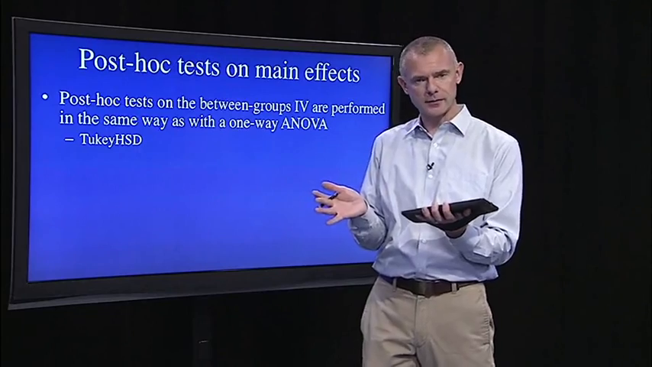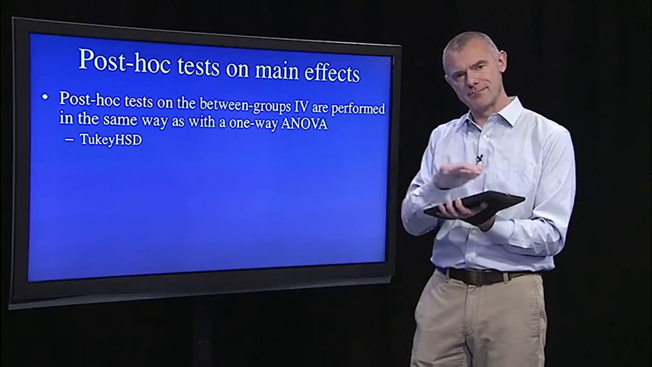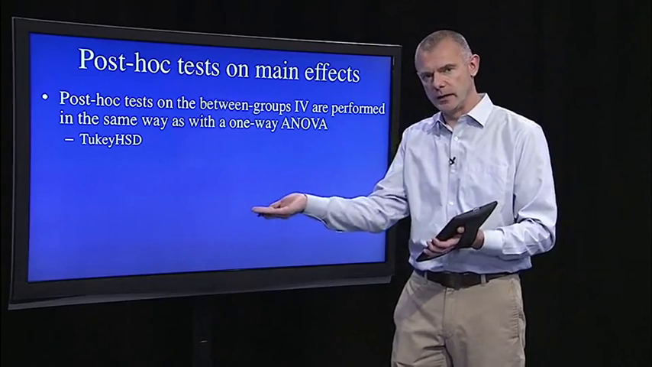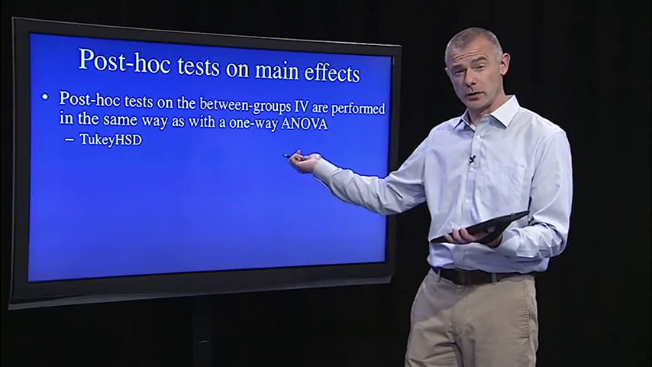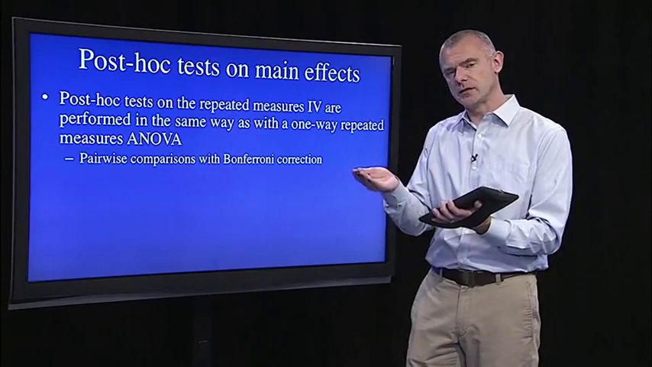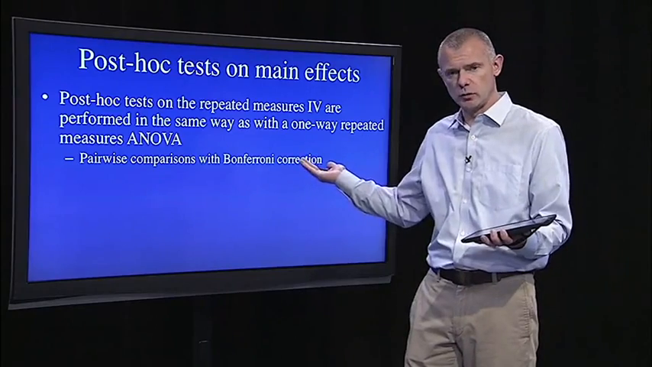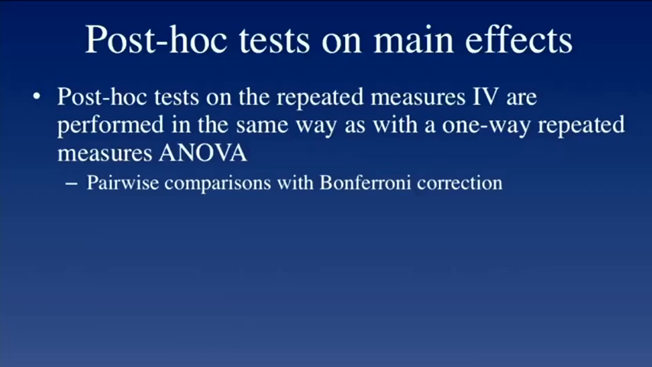We can do post hoc tests just like we did in one-way ANOVAs. So if we're looking at post hoc tests on main effects, then you just proceed as if you're doing a one-way between, if it's the between, if it's A. So for example, we could use Tukey's test. If you're doing the post hoc test to follow up a main effect of B, then that's real easy. Just do what we did when we did a repeated measures ANOVA. Do pairwise comparisons, but adjust your p-value with that Bonferroni correction.